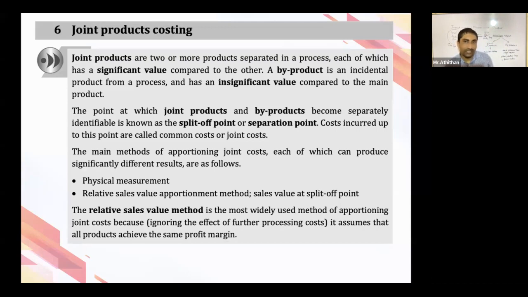But joint cost is common for all the products. It is common for all these products. So we have to separately allocate the joint cost to each part. So we need to follow two different methods. One is the physical measurement method. We have to count how many units of main product, how many units of byproduct. Or in case of joint products, how many units of product A, how many units of joint product B, right?